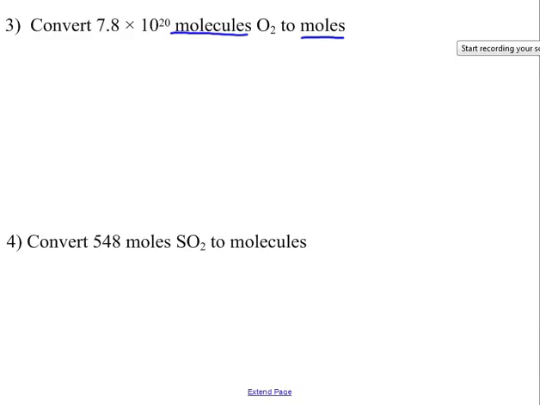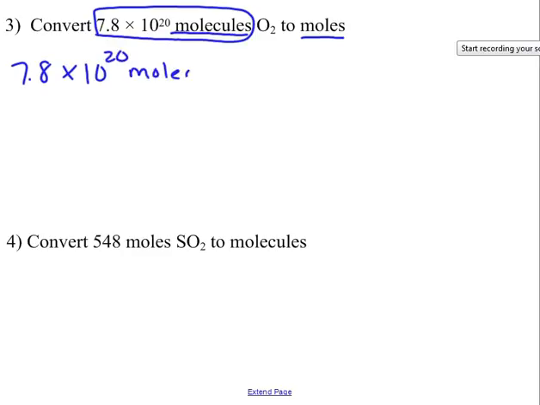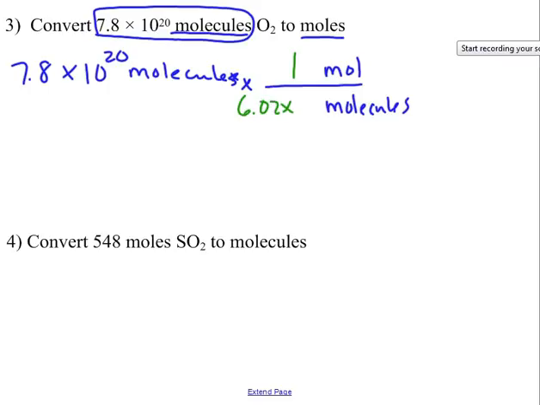All right, so single step problem, start with the number you're given, 7.8 times 10 to the 20 molecules. One step problem, so set up a single fraction. The unit of molecules will go in the denominator. We're trying to go to moles, so we'll put moles up top. You're always going to have 1 next to the mole. 1 mole is going to be equal to 6.02 times 10 to the 23 molecules.